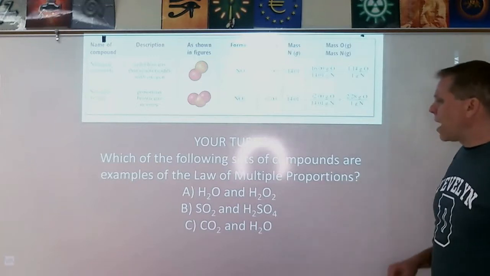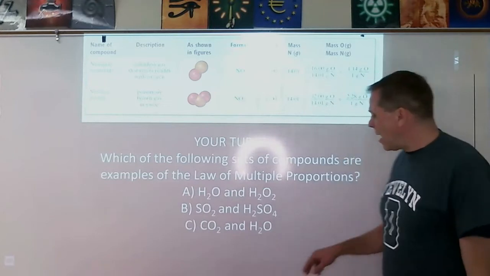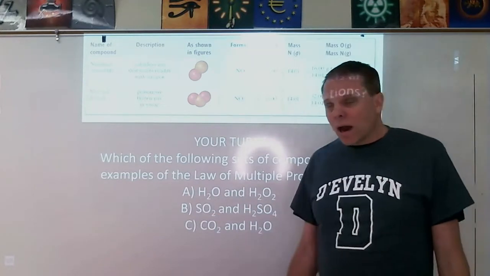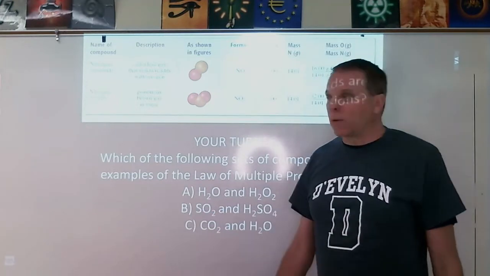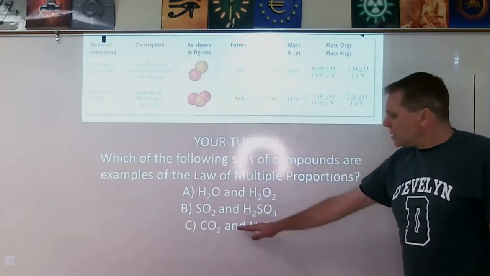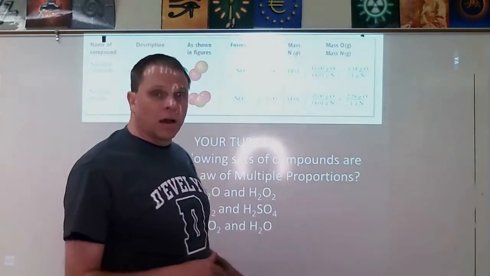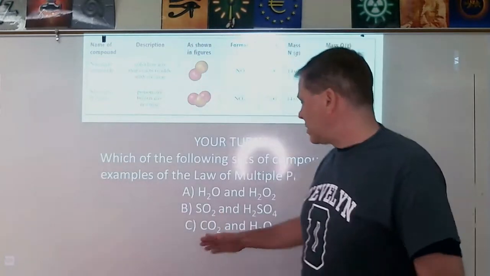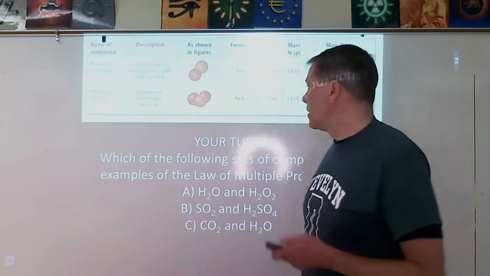Which of the following sets of compounds are examples of the law of multiple proportions? Okay, woohoo, yeah. Now, are SO2 and H2SO4 the same thing? No, because look, there's an H here, but there wasn't an H on this one, okay? So remember, this has to do with things that have the same elements in them. CO2 and H2O, no, okay? So that first one was, and the other ones aren't. You could do CO and CO2, but you're not going to say CO2 and H2O are examples of multiple proportions because they don't have the same elements in them, okay?